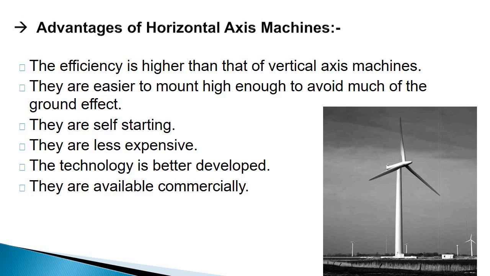Now advantages of horizontal axis machines. The efficiency is higher than that of vertical axis machines. Then they are easier to mount high enough to avoid much of the ground effect. So the installation takes place above the ground level. In case of vertical axis turbines or windmills, they are near to ground level. So this is not the case with horizontal axis machines.